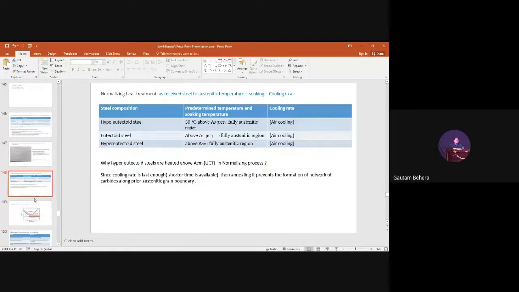That's why. Already it is written over here. You can see since the cooling rate is fast enough, shorter time is available, then annealing, it prevents the formation of network of carbides along the prior austenitic grain boundary. I think you people have understood.